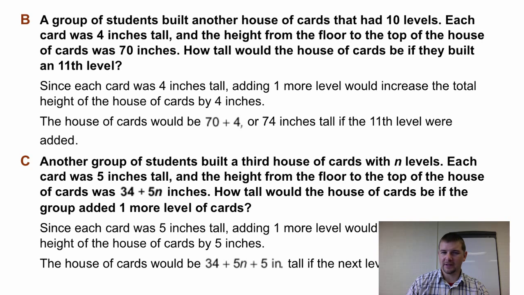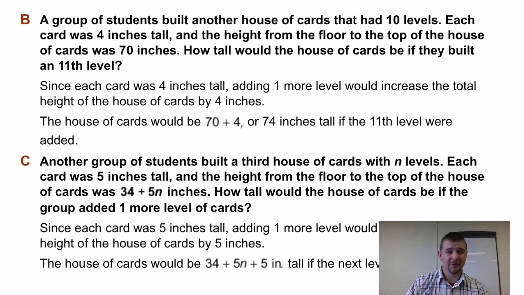Each card was 4 inches tall, and the height from the floor to the top of the house of cards was 70 inches. How tall would the house of cards be if they built an 11th level? The house of cards is currently 70 inches tall, so we would be adding 4 to that, or getting 74 inches height. And that's if the 11th level were added.